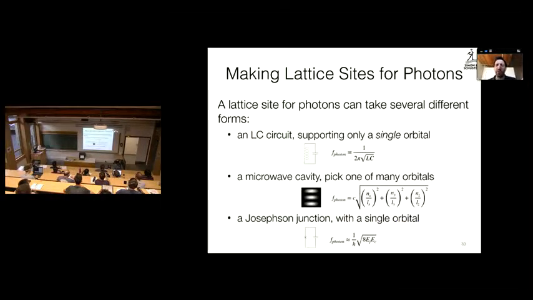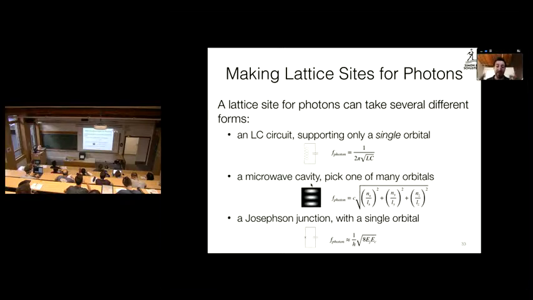So when you want to try to make a lattice for photons, you have a couple of different choices. You need some object that can hold photons, right? You need a trap, essentially. So for cold atoms, that trap is some optical potential. But one option for trapping photons is an LC circuit, okay? That circuit can trap as many photons as you want at a frequency of 1 over 2 pi root LC, okay? This is a weird object because it's like a trap, but it only has one resonance, more or less, okay?